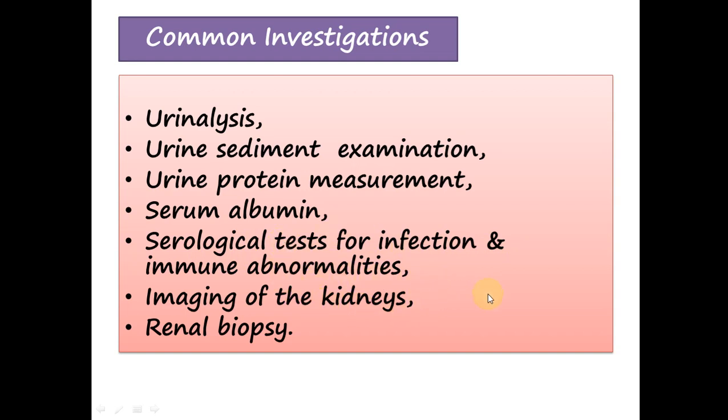Imaging of the kidneys, like ultrasound and other imaging techniques, is used to find out an abnormality, particularly structural abnormality in the kidneys. And finally, the renal biopsy is very important to find out the underlying glomerular abnormality.